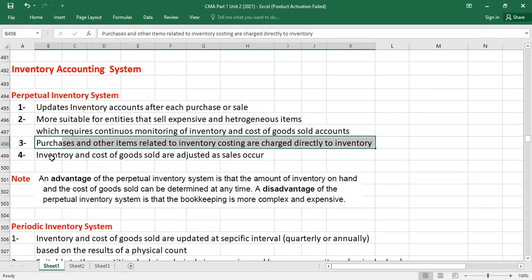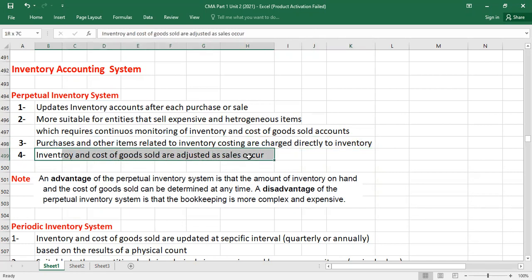And the fourth point, inventory and cost of goods sold are adjusted as sales occur. What does this point mean? Actually, when you make any sale, you have to record two double entries. The first entry records the sales price. For example, usually the entry we pass is debit cash or receivables, credit sales or revenue. And at the same time you will also record the cost of goods sold. I will show you which entry you will pass with an example also.